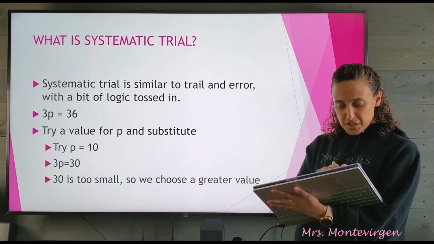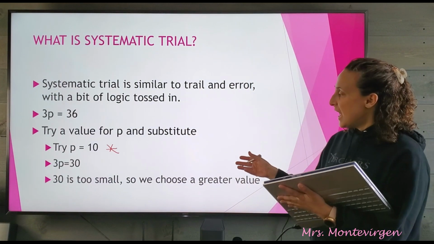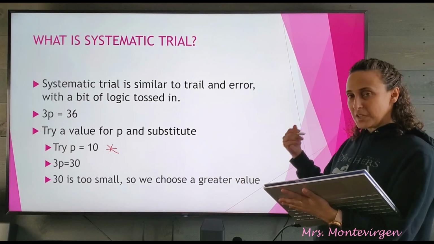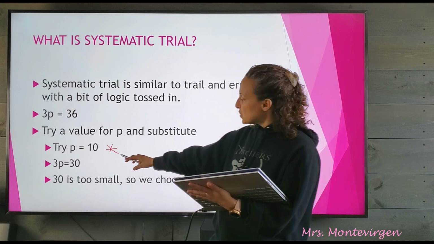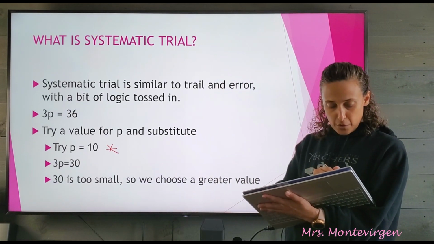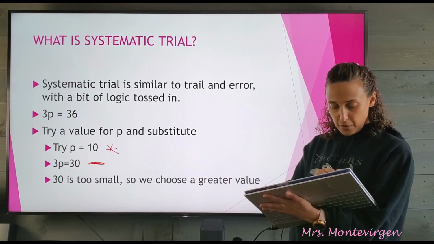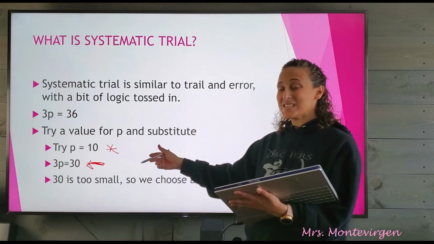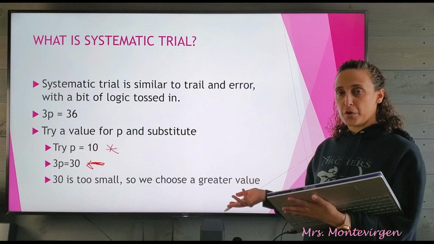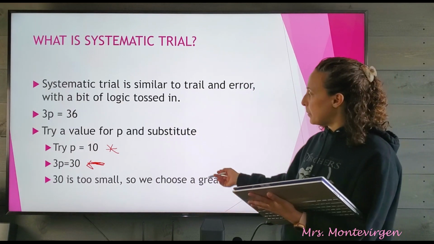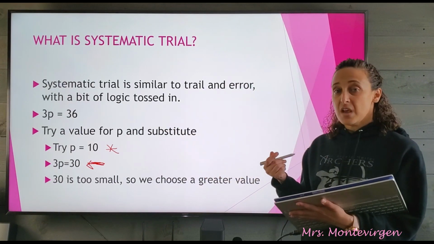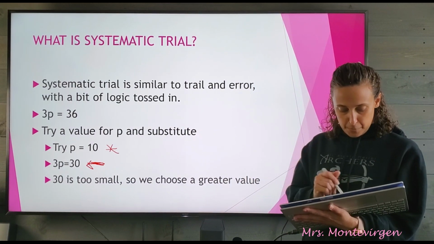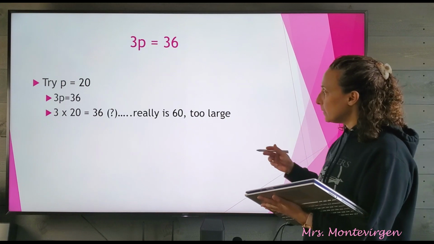So here we're going to try to take p and imagine it as being 10. So again, you have to do a little bit of quick mental calculations. I'm just going to put a little marker over here to show you what I'm talking about. Imagine that p is 10. So 3 times 10 is 30. Well, I know 30 is too small because I was trying to get to 36. So now I know I need to come up with another number that's a little bit higher.